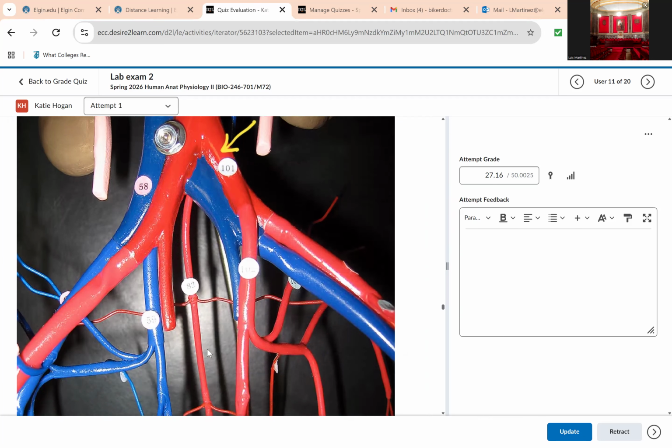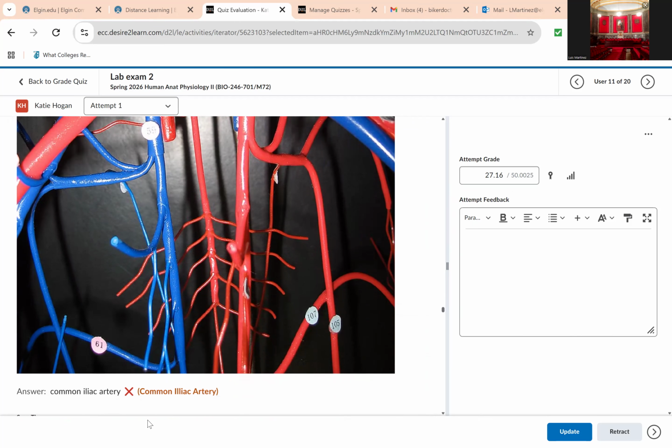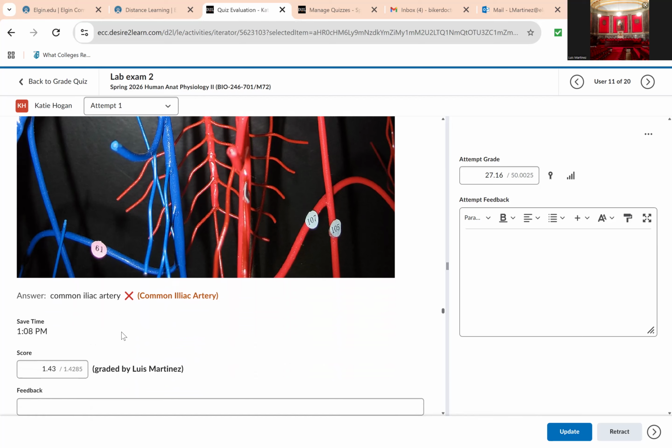Question 22, that's the common iliac artery. Now, because of me using capital letters at the beginning of each word of the answer here, the computer marked you wrong. Again, there is nothing I can do about that but to go in and check every question individually and assign the points, and that's exactly what I did here. You got the 1.43 points.